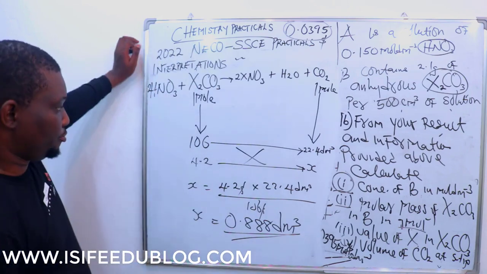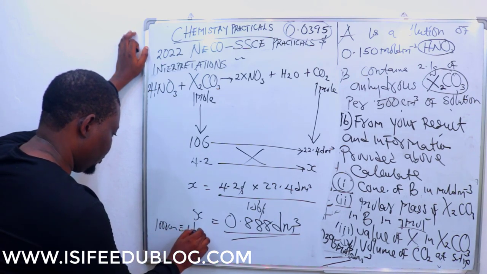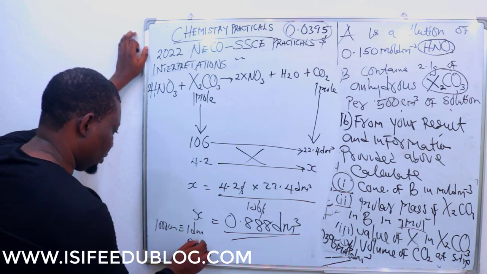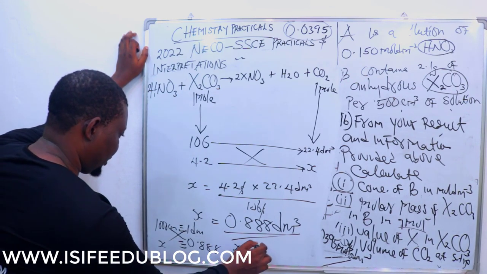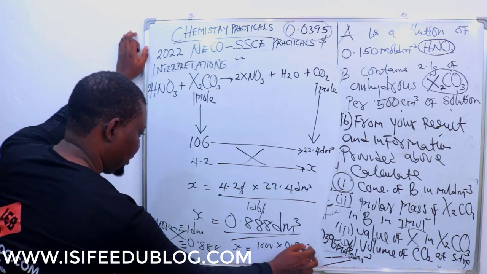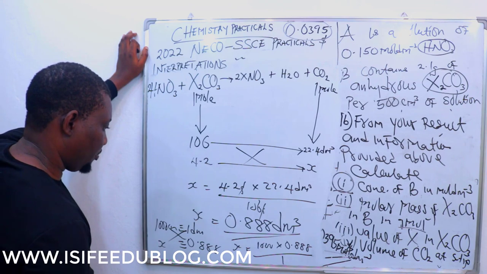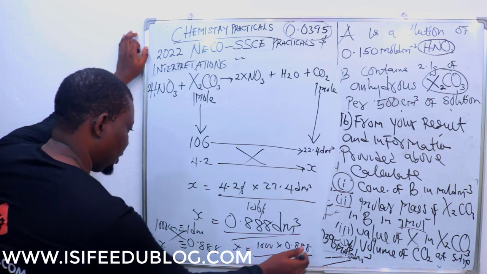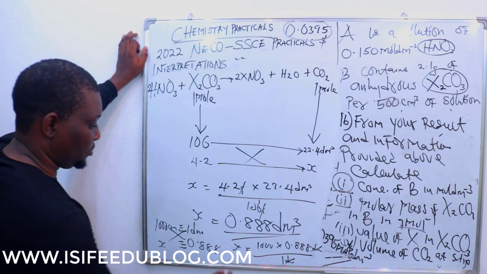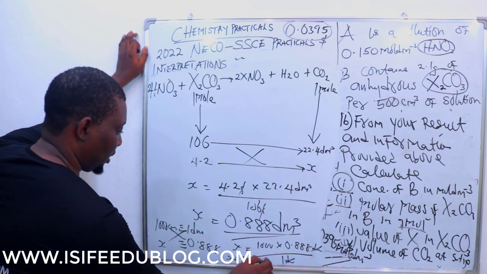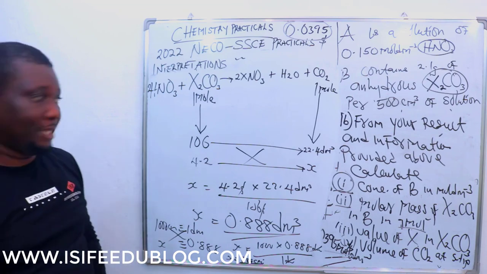But they say in centimeter cube. That means you have to know that 1000 cm³ is 1 dm³. Then what is the equivalent of 0.888 dm³ in cm³? x is 1000 multiplied by 0.888 over 1. The dm³ will cancel out, so 1000 times 0.888 divided by 1 gives x equals 888 cm³. That is the volume of the gas that was given off during the course of the titration.